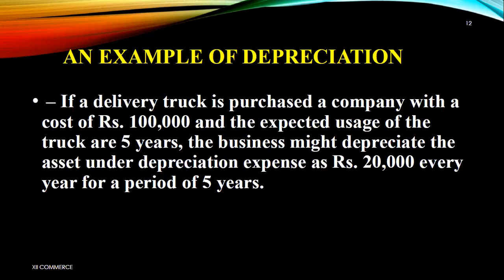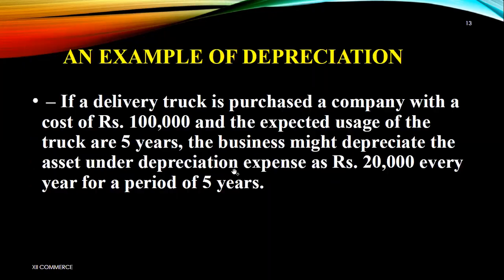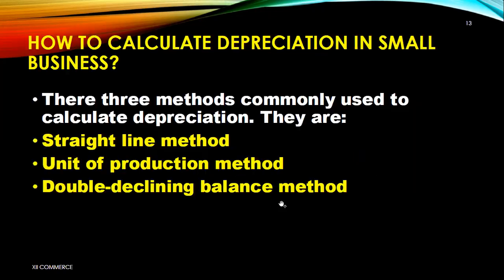The total cost is 100,000 and the years are 5. So it is very easy: 100,000 divided by 5, and you will get the value of 20,000. I hope it is clear to you how this 20,000 appears: 100,000 divided by 5 years.